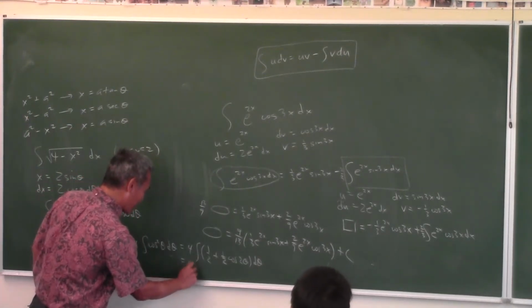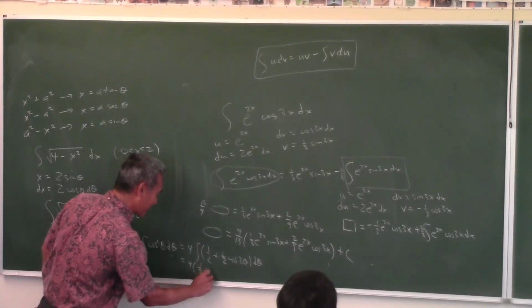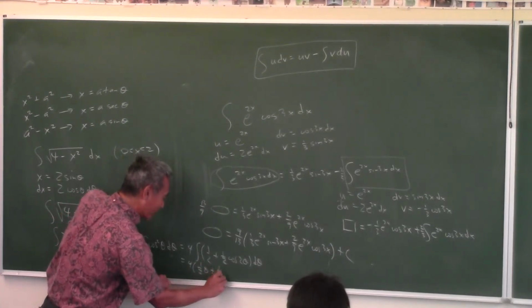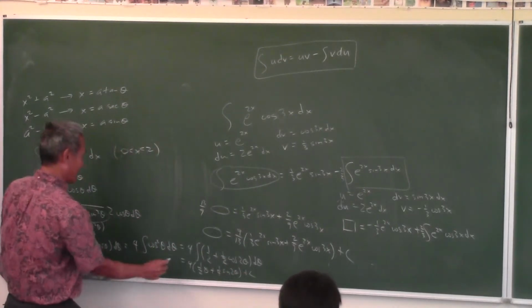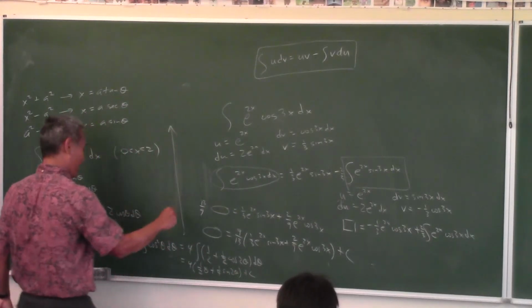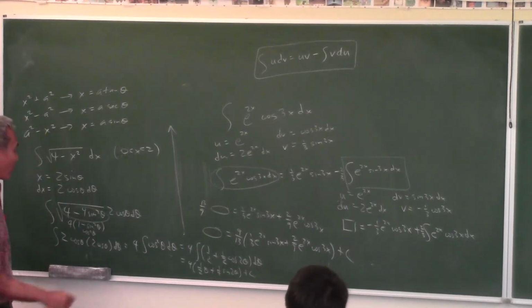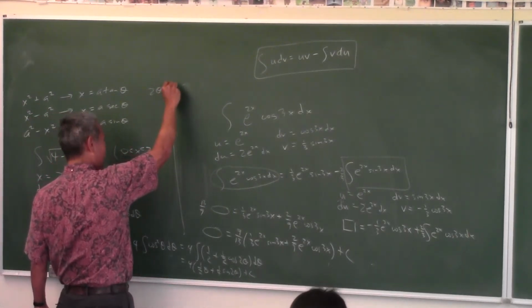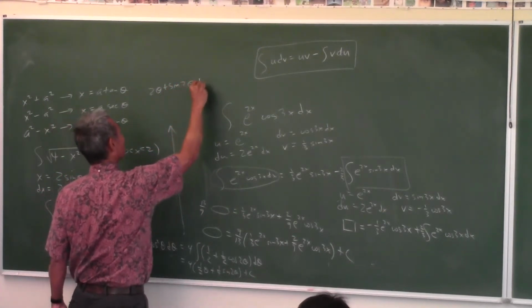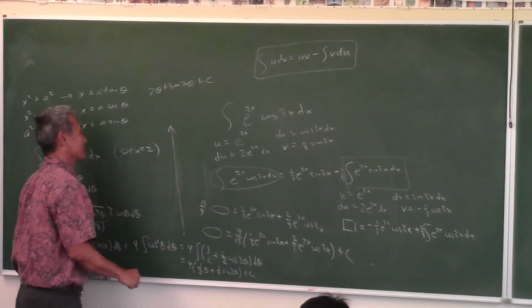So that's going to be 4 times 1/2 theta plus 1/4 sine 2 theta plus C. What happens when I distribute that 4? You get 2 theta plus sine 2 theta plus C. Box that, that's the answer.